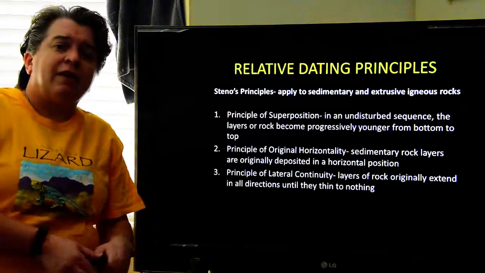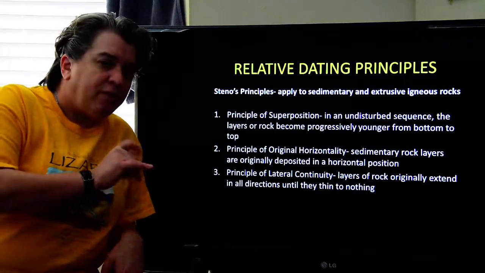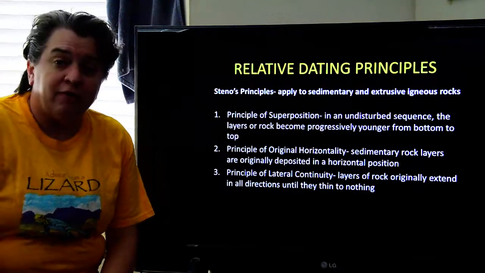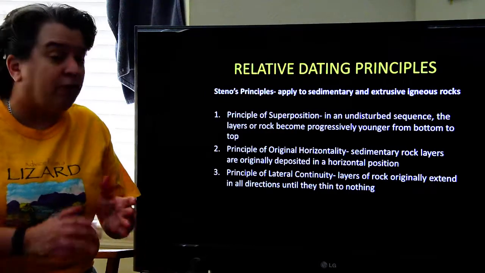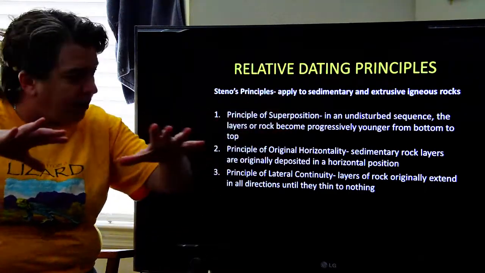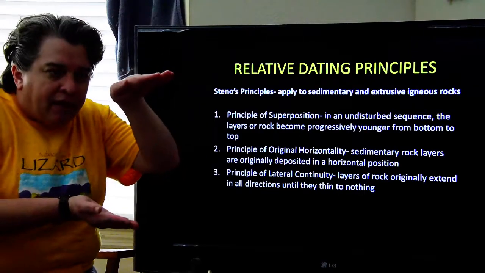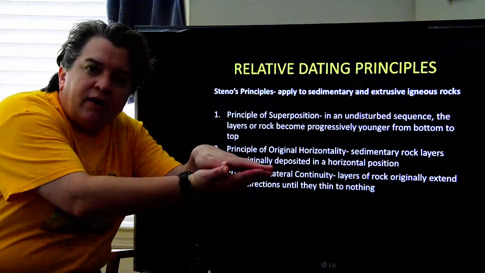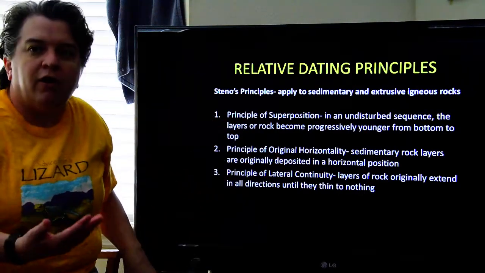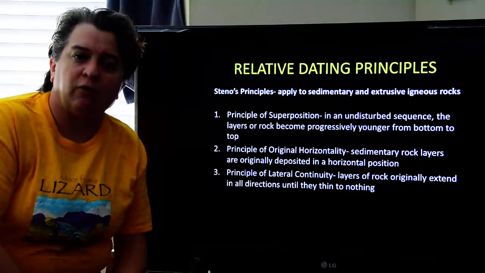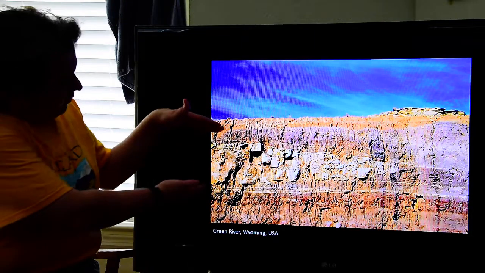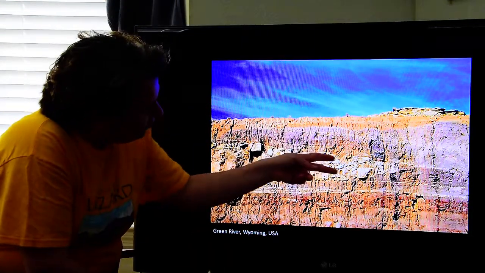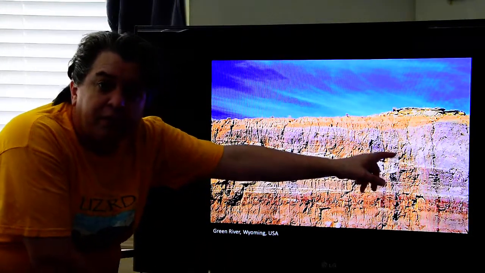All right, Steno's last principle is the principle of lateral continuity. This principle states that layers of rock originally extend in all directions, and then they get thinner and thinner and thinner to nothing, or what geologists sometimes say, they pinch out. So that's what we're seeing right here. See, this rock unit here gets thinner and thinner and then finally disappears.